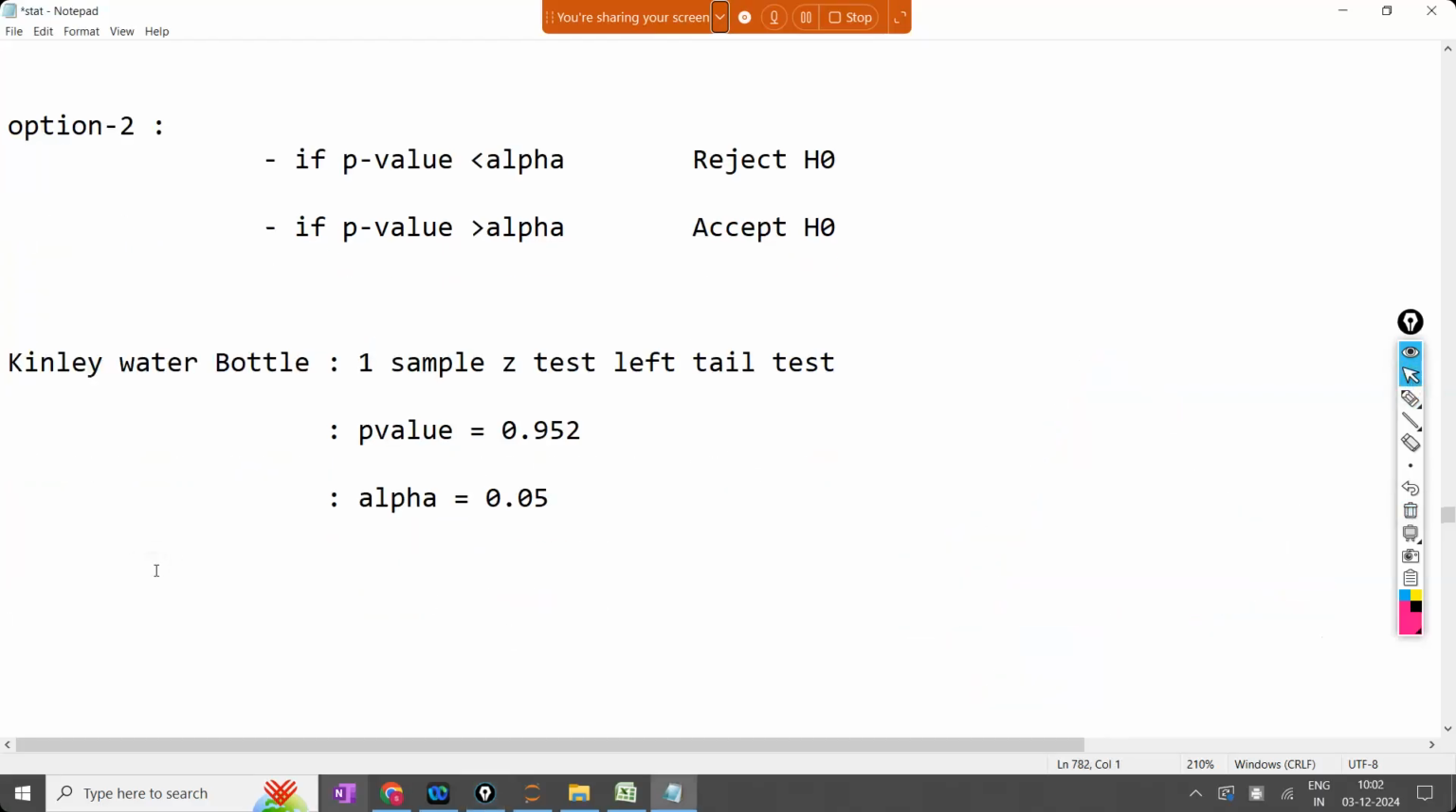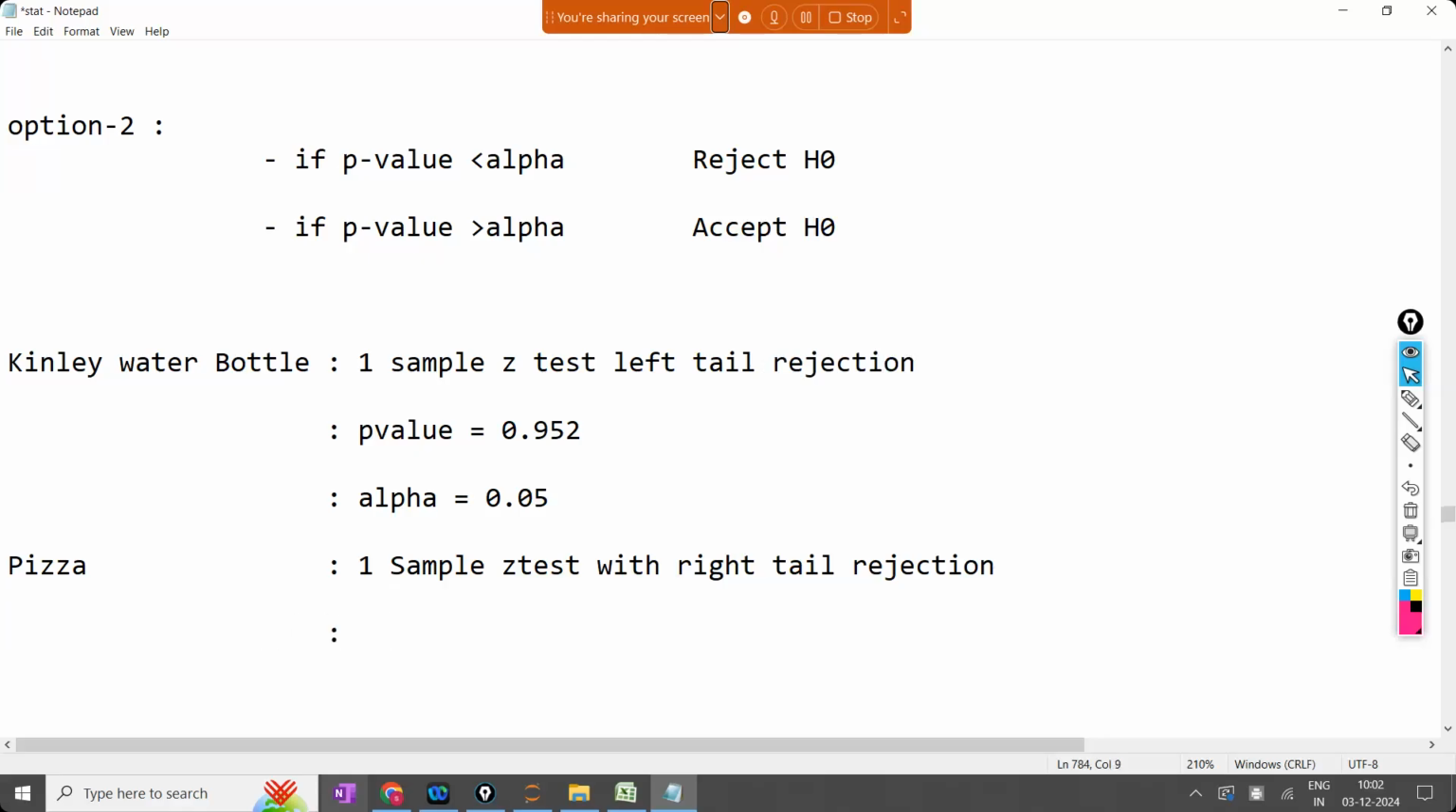Okay, now let us go with the second example. What is your second example? Pizza. Now in the pizza example, first tell me what is the test? It is a one sample Z test with a right tailed rejection. Here only the point is there. Now, the p-value. This point only is important, guys.